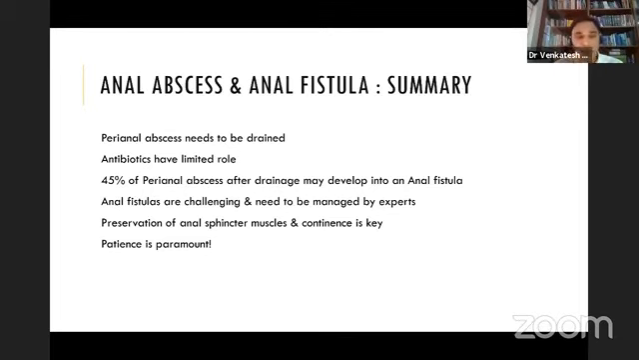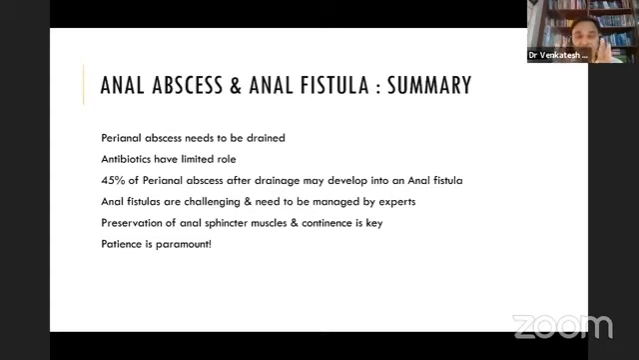The main component of managing fistula, as I said: simple fistulas can be laid open. With complex fistulas, the patient and the doctor have to have patience and work together, because this can be a long drawn out process over 3 months, 6 months, a year, depending on the complexity of the anal fistula. The important thing here is to drain the infection and preserve the anal sphincter muscles, and to preserve continence. So this is very, very important. Patience is paramount in managing anal fistulas.